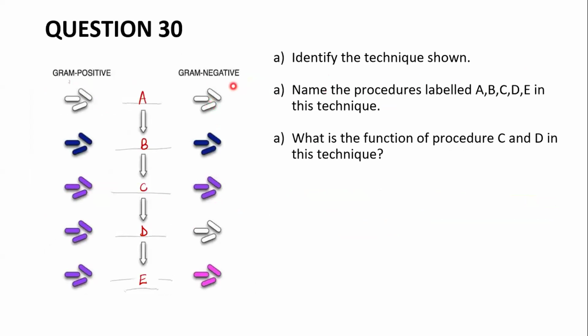Then we go to this. Now this, I'll have to take some extra time to explain because it can come as an essay. So let's go through it together before I explain it. Technique shown, definitely it's gram stain. Then name the procedures A to E. People name, and then what's the function of procedure C and D. So let's name the procedures first before I explain, because it's very, very important. It did come as an essay.